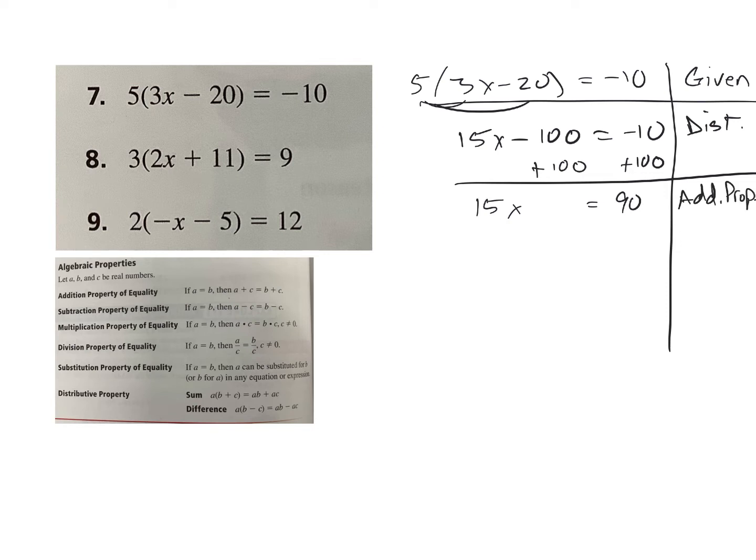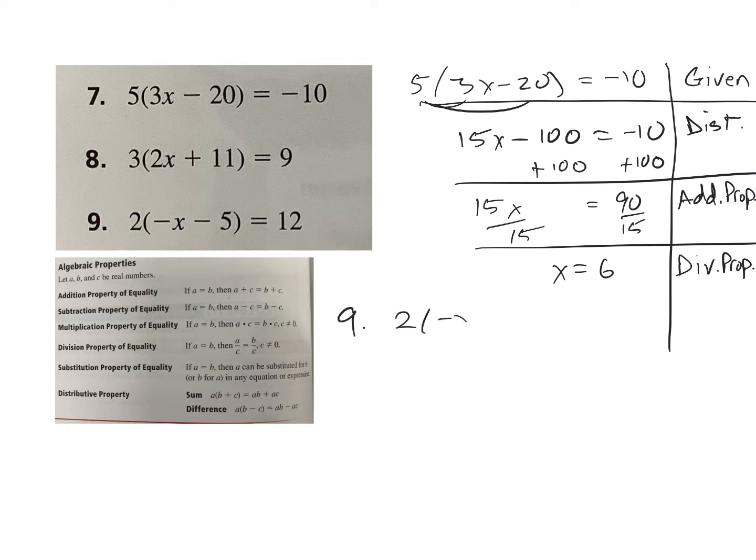That's the addition property of equality. I'm abbreviating because I'm running out of room here. And then I divide by 15. And x equals 6. That would be the division property. Notice that you always state your reason after you've done it. All right? So let's do number 9. We'll just continue here.